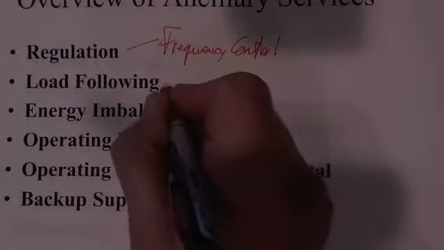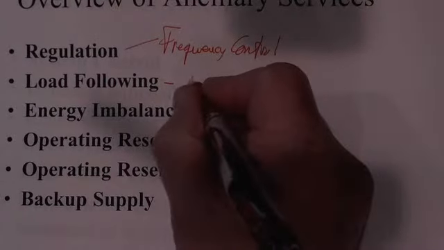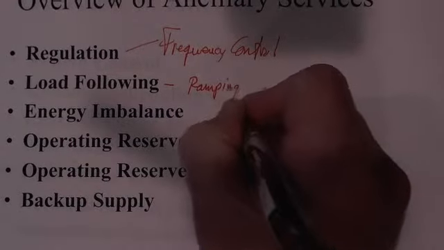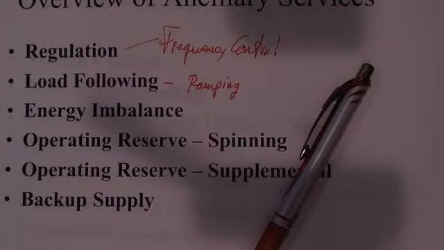Load following is basically saying that if the load is ramping up and down, then I have to have generators that are going to ramp up and down at a certain speed. Now, some of these ancillary services are optional for you to participate in, as long as they have sufficient generators that will participate in the ancillary service of one particular type, like load following. Then that's fine.